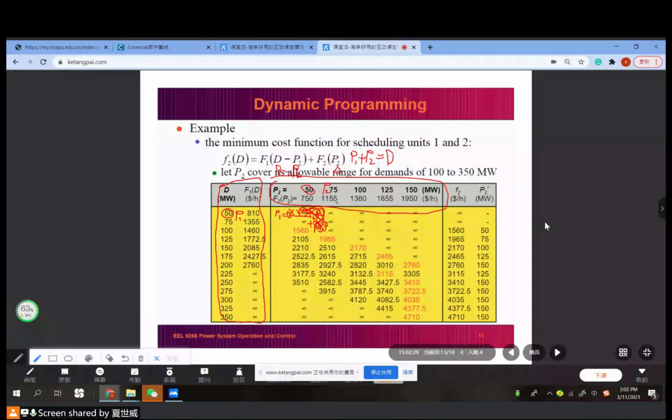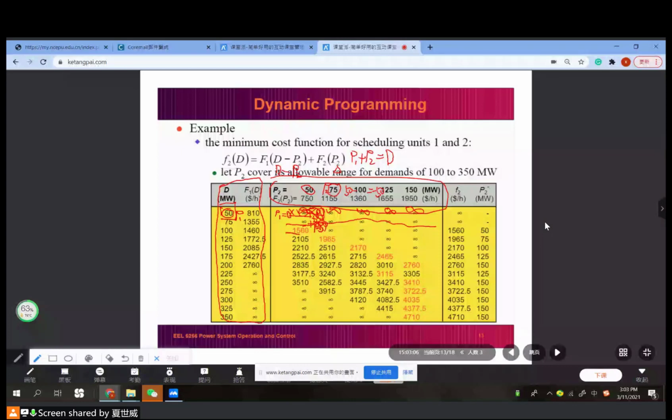Similarly, we can get the other elements in this row. We have to support a total load of 50. If generator 2 outputs 75, it's impossible. 100 is also impossible. 50 minus 100 will be negative 50, which means negative 50 is left for generator 1. It's impossible, so we mark this as impossible. Similarly, for the second row.